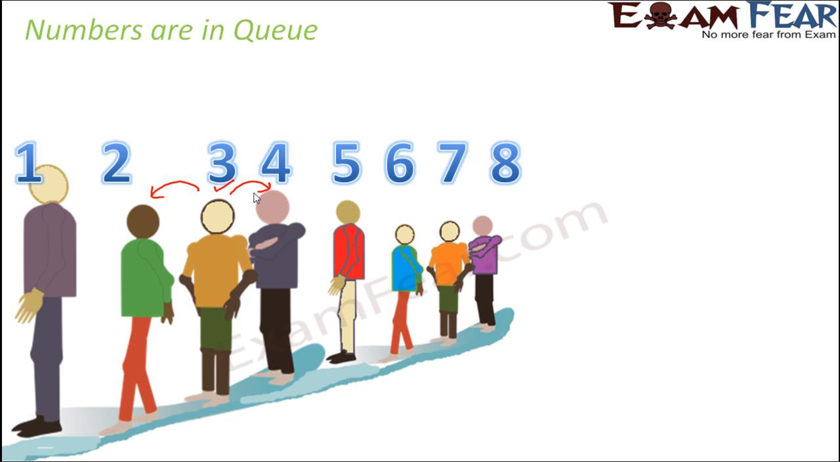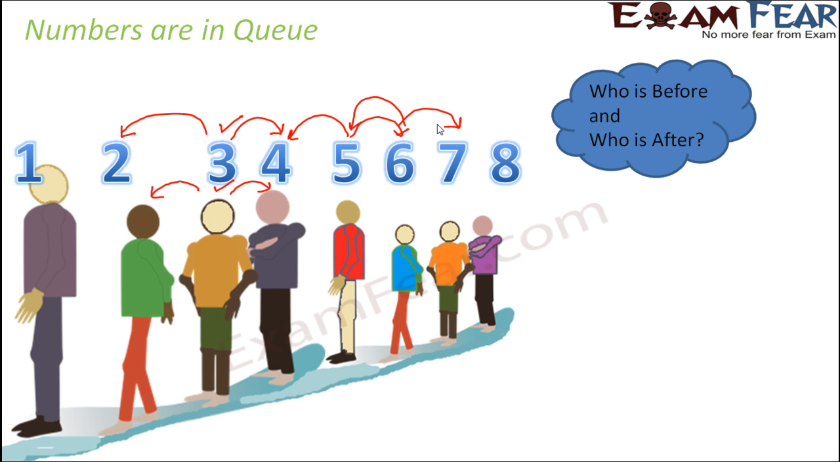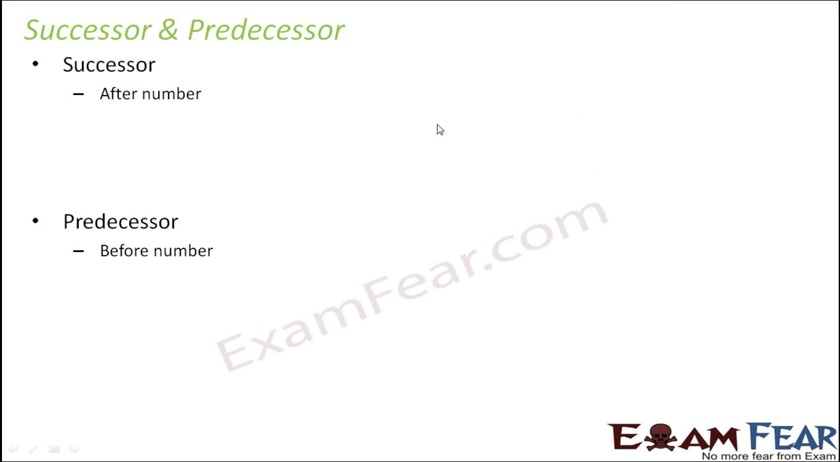Now, in a very similar way, numbers are also in queue, one number after another. So you will consider any number. Let's say you consider 3. So 3 has 2 before it, 3 has 4 after it. You think of 5. 5 has 4 before it and 6 after it. Think of 6. 6 has 5 before it and 7 after it. So every number has another number before it and another number after it. So now the question with regards to number is who is before and who is after? Which number comes before and which number comes after?